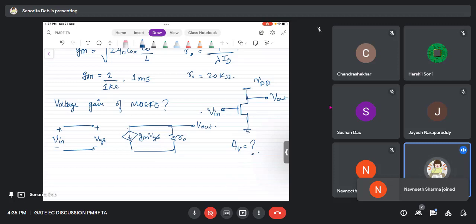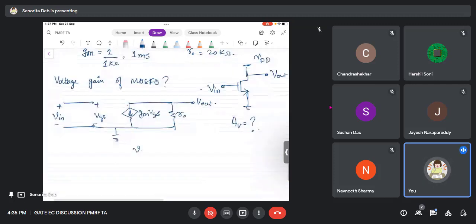Till here, any doubts? Please ask me, even if it is the slightest doubt. I have just put a V in across the symbol. I have not put any bias resistors or anything as of now; I will do that later. And you can see the source is grounded, and there is a small signal model.